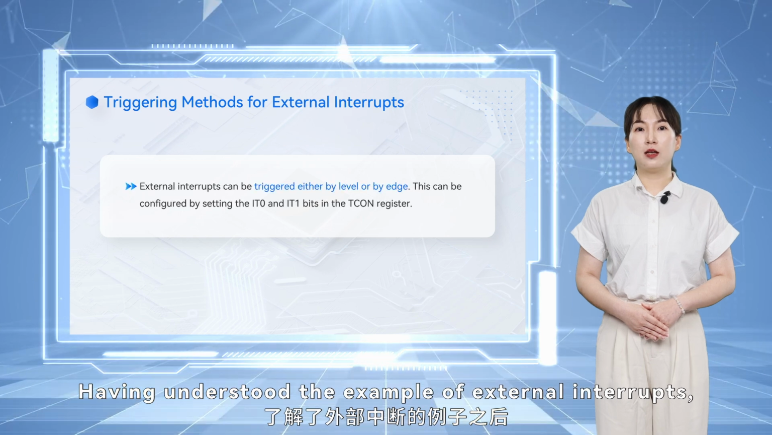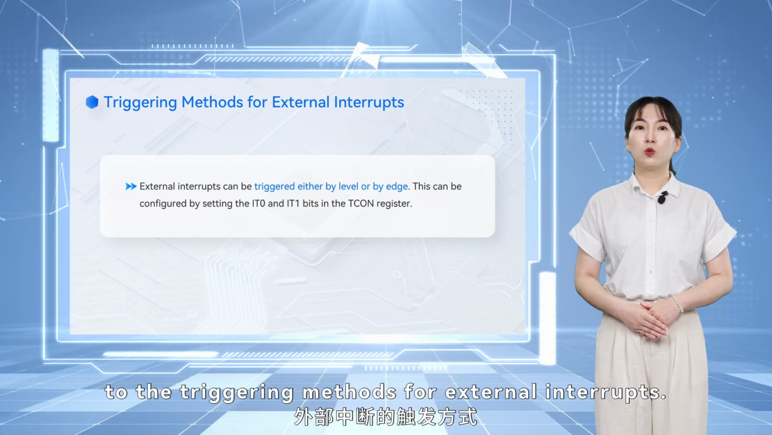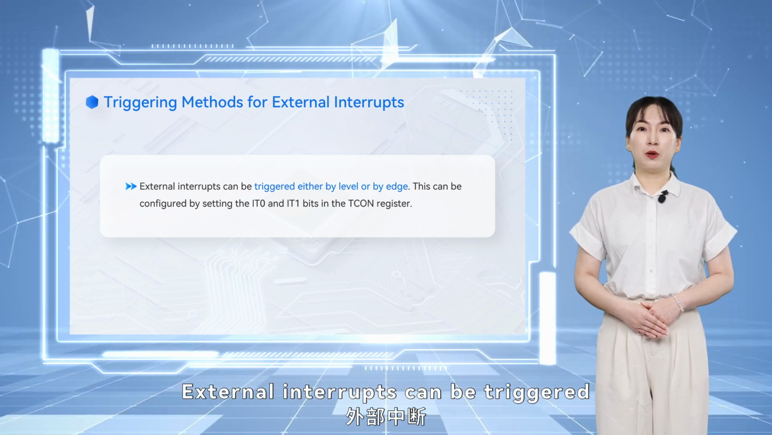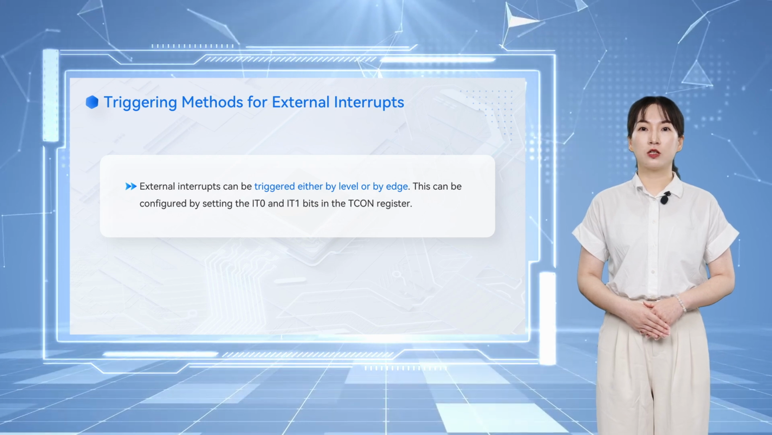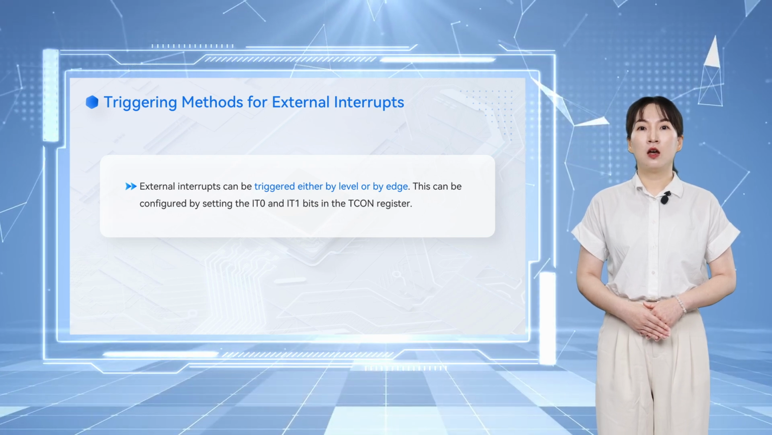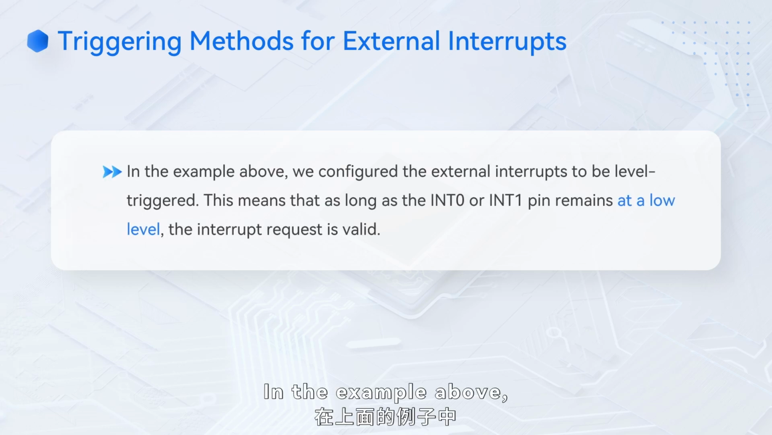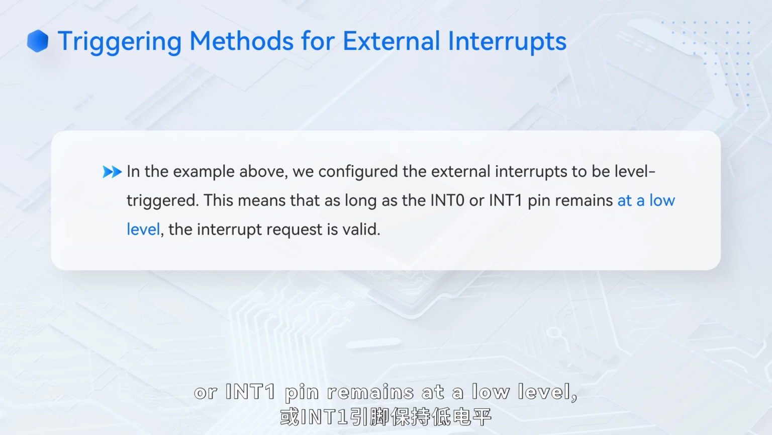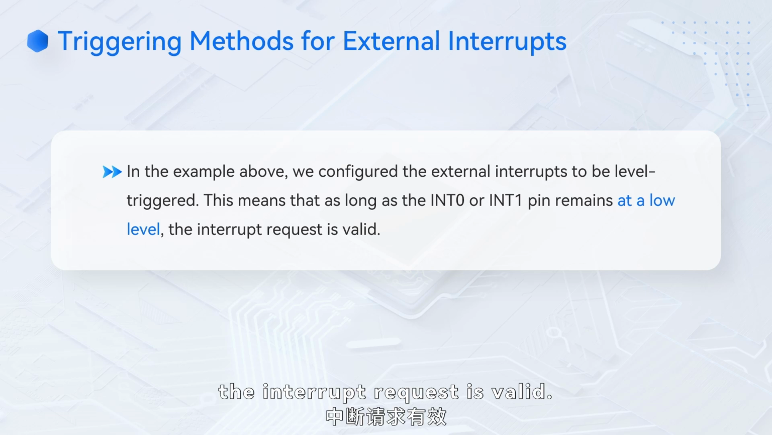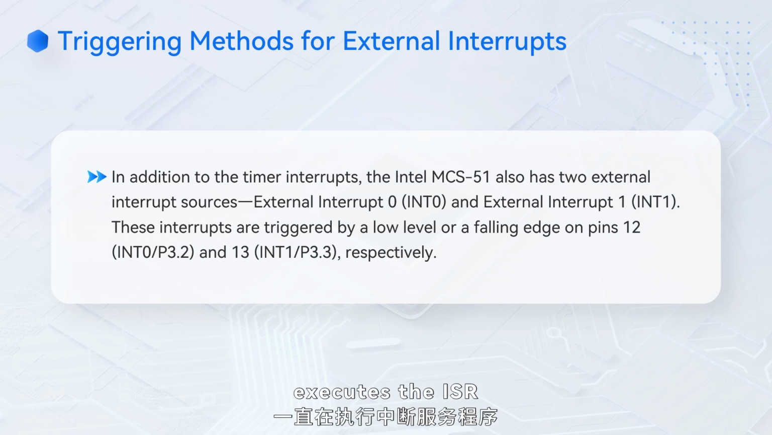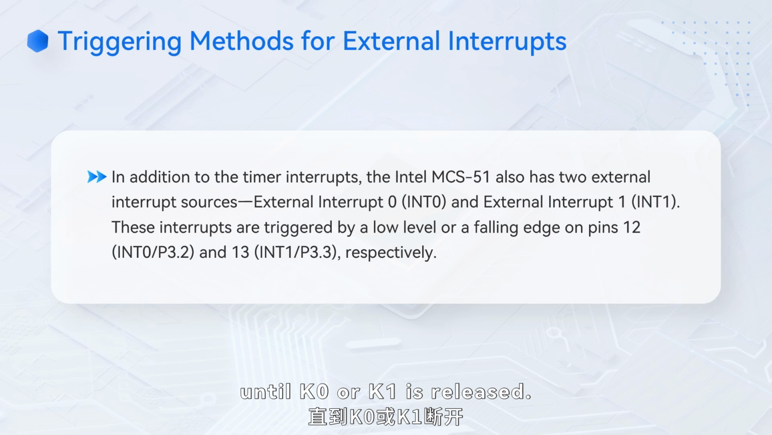Having understood the example of external interrupts, let's move on to the triggering methods for external interrupts. External interrupts can be triggered either by level or by edge. This can be configured by setting the IT0 and IT1 bits in the TCON register. In the example above, we configured the external interrupts to be level triggered. This means that as long as the INT0 or INT1 pin remains at a low level, the interrupt request is valid. Thus, pressing K0 or K1 continuously executes the ISR until K0 or K1 is released.